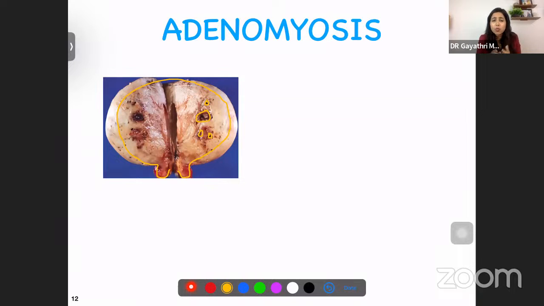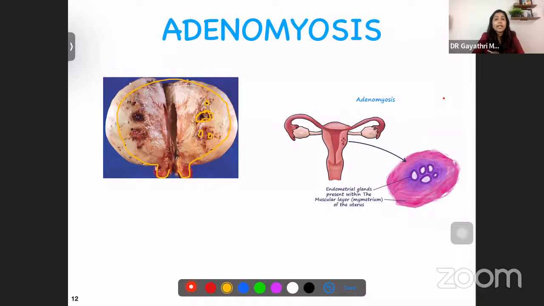So let's understand what happens in adenomyosis. Why are there these brown cystic areas? Basically, in adenomyosis, there are endometrial glands which are present in the muscular layer of the uterus. So there is presence of endometrial glands in the muscular layer, the myometrium of the uterus.